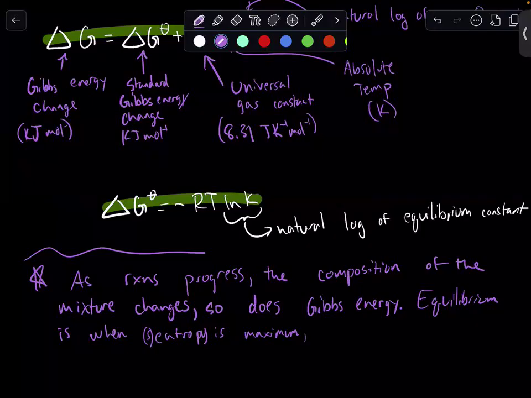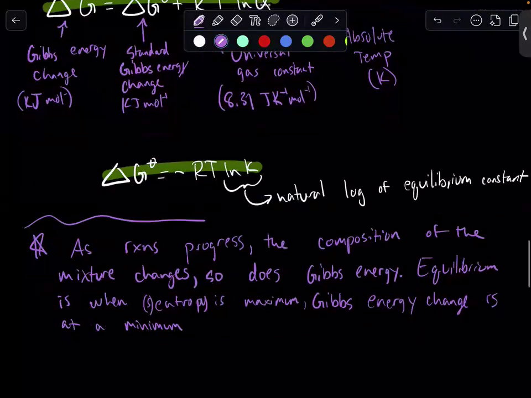But furthermore, in addition, the change in Gibbs energy is at a minimum. So the change in Gibbs energy is negative, showing a spontaneous reaction, but it will keep going that way until it reaches a true absolute minimum for Gibbs energy change.